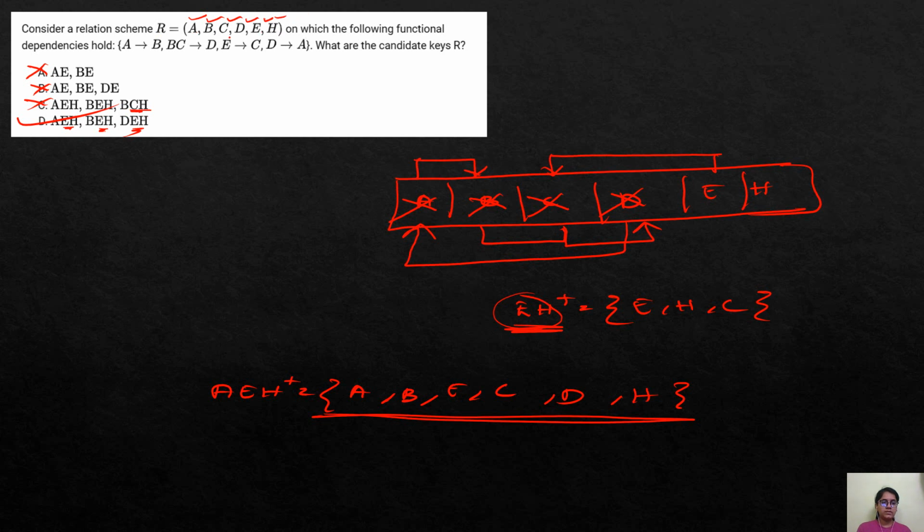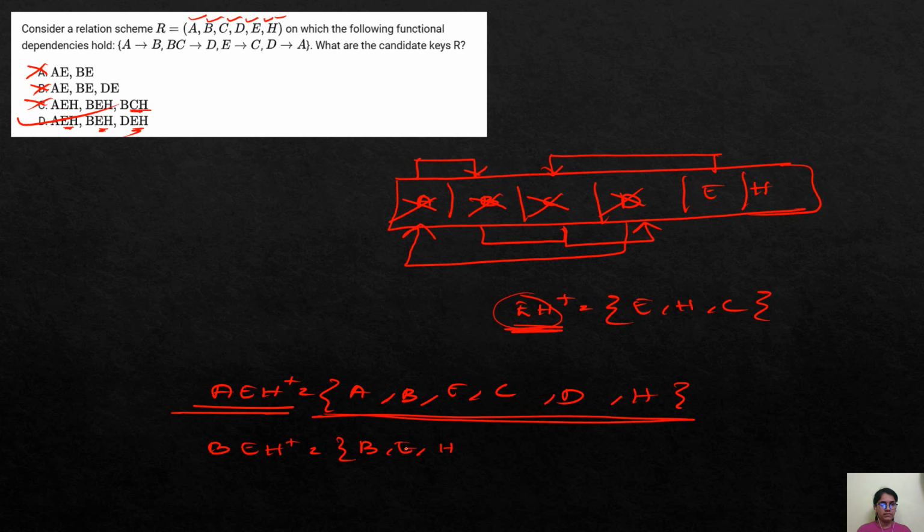All the attributes are there. Okay, so that's why A, E, H is the key we formed. Now similarly, let's make the combination with B. So B, E, H. Okay, so from B can we derive anything?